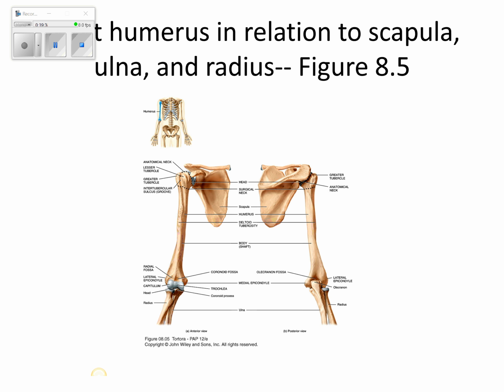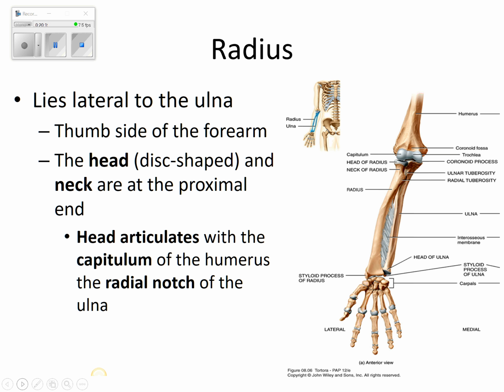Again, I like to show lots of little pictures, but this one shows the anatomical neck, surgical neck, the head, greater tubercle, lesser tubercle, the intertubercular sulcus. So make sure you can label all those: scapular humerus, deltoid tuberosity, coronoid fossa. This is showing you anterior view versus the posterior view, so you can see both, because the olecranon fossa will be on the posterior side. Trochlea, capitulum, coronoid process, condyles, your lateral and your medial. So make sure that you are able to label those on the picture, or a picture very similar.